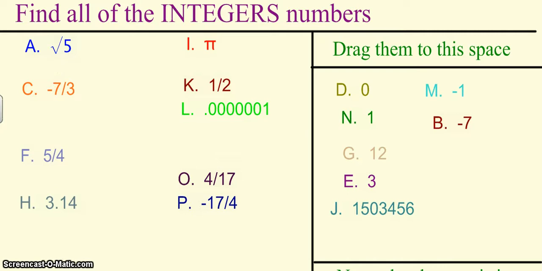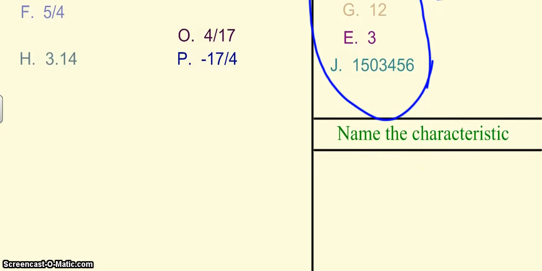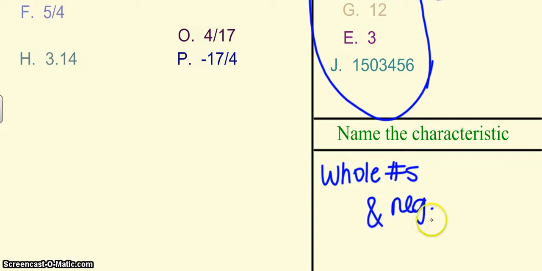Alright, so as you can see, we have all of our whole numbers that we had on the previous slide, and then we added to that all of the negative natural numbers that existed in this list. So, we're going to say whole numbers and the negative counting numbers. So, negative 1, negative 2, negative 3, negative 4, etc.